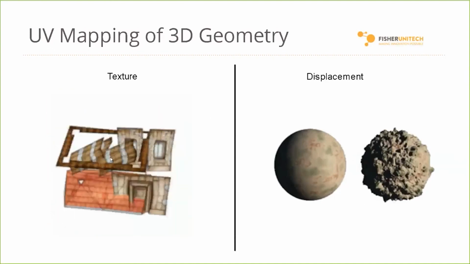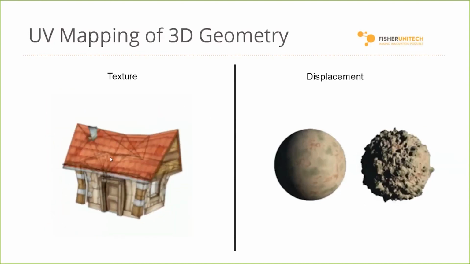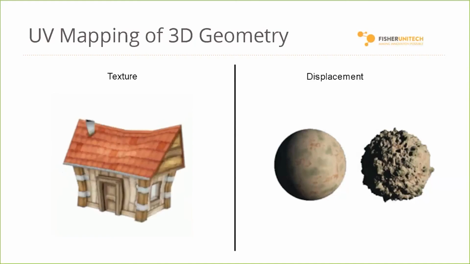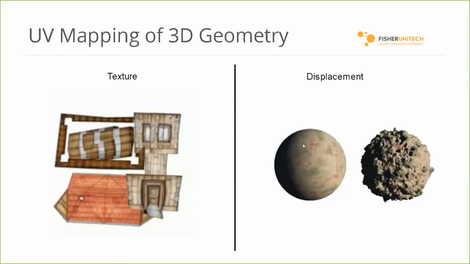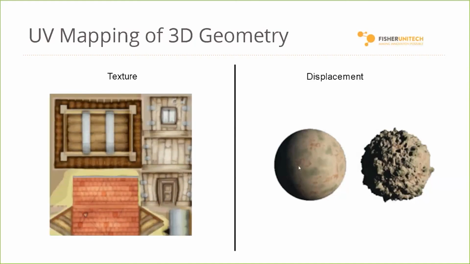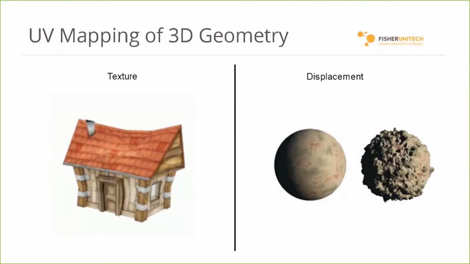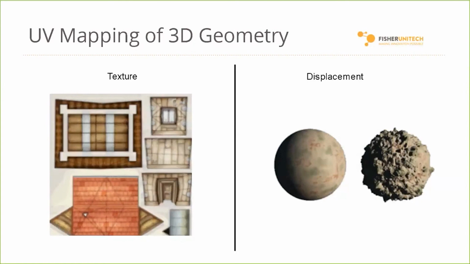So what is texture mapping? Again, we're just taking this flat image and finding a way to wrap it around our object. And displacement mapping is where we have an image and we're using that image to actually displace the 3D geometry to create something that has a physical texture to it, right?